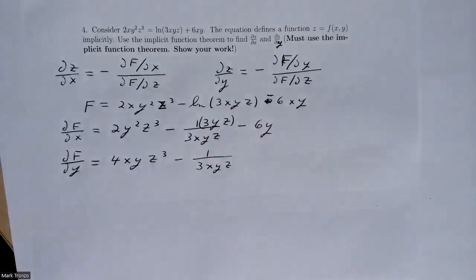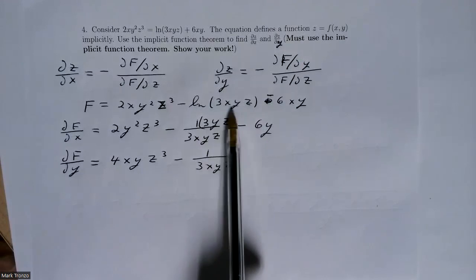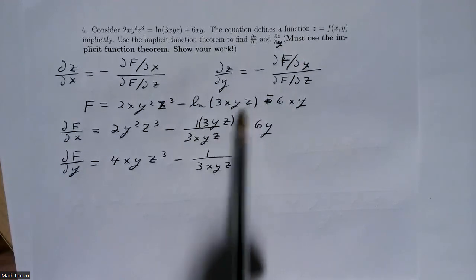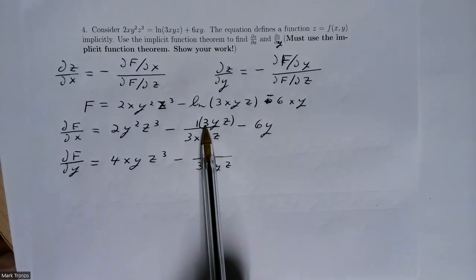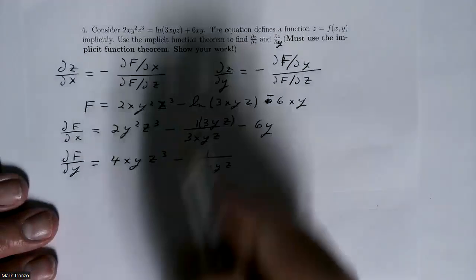So in this one up here, the derivative with respect to x should have been 1 over that times the derivative of the inside, which should have been 3yz. Almost made the same mistake here.